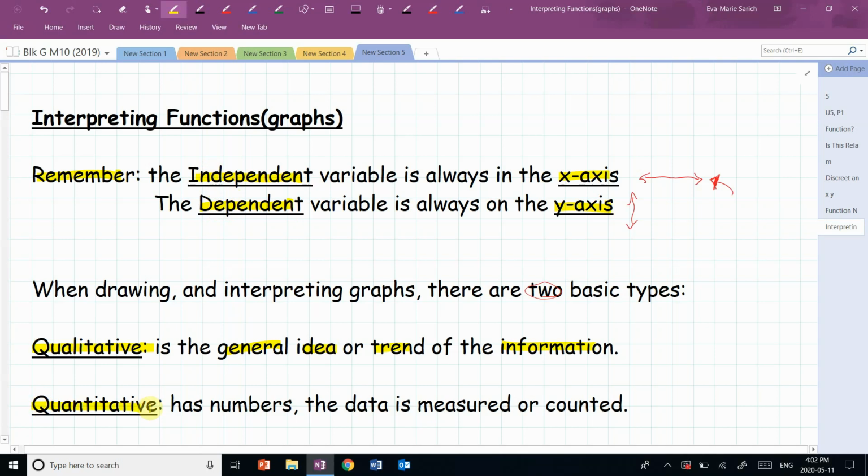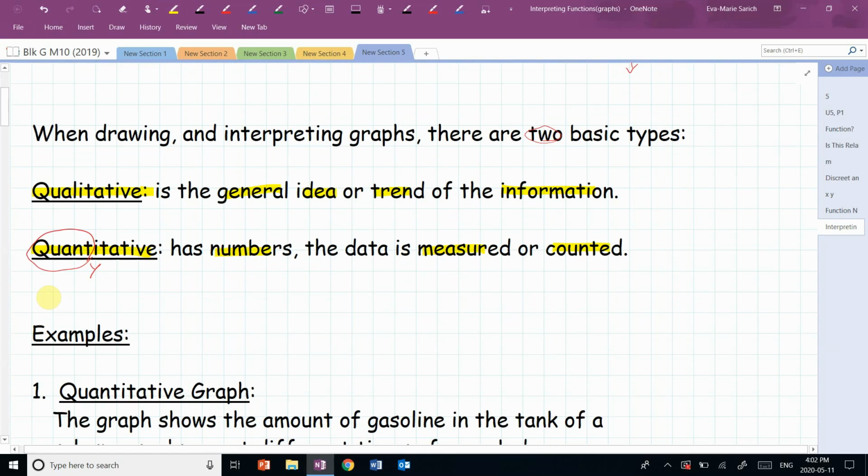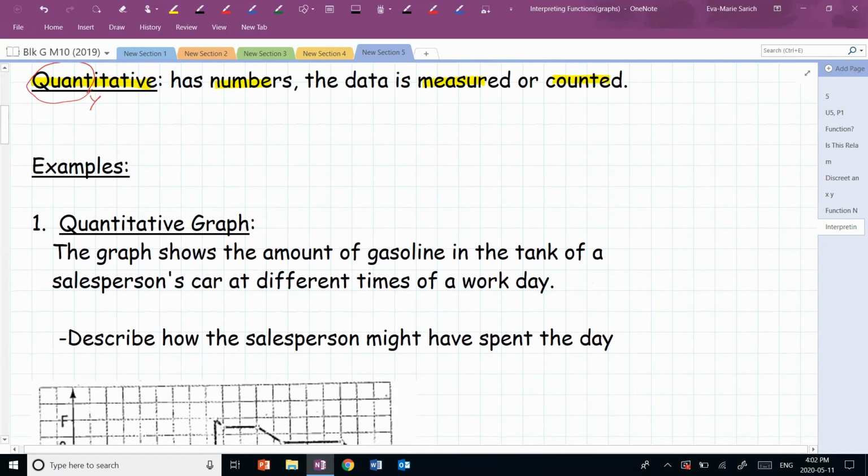In a quantitative graph, you should think about this one, quantity, right? So in a quantitative graph, it has numbers or data that can be measured or counted. Okay, now they basically are showing information and how it's related to each other, but in a quantitative graph, you're going to find the axes have numbers. In a qualitative, we're just seeing the general trend. Is it moving to the left or to the right, up or down? Okay, so we're going to go through a few examples.